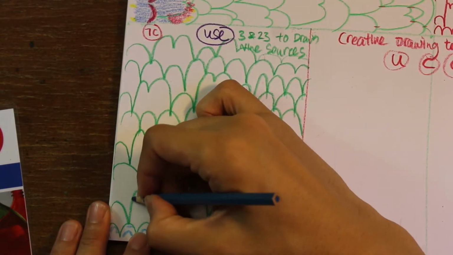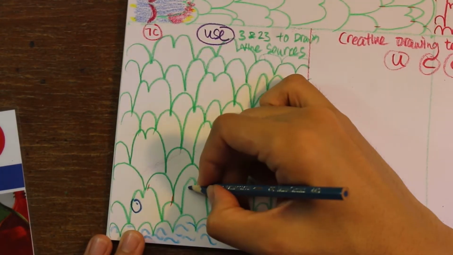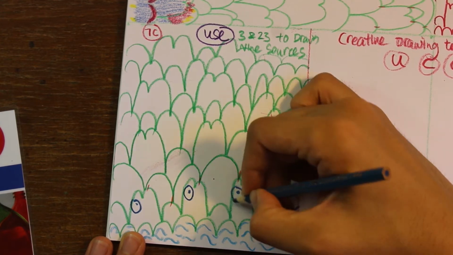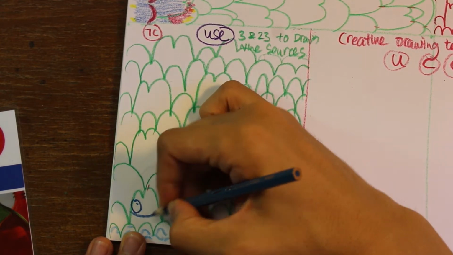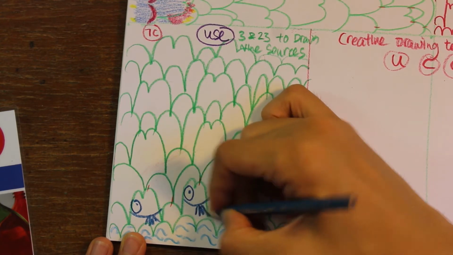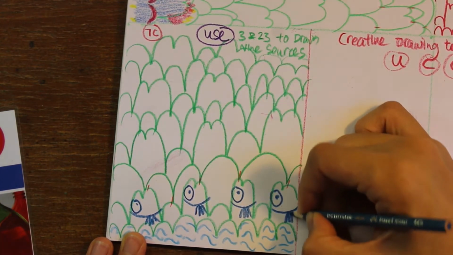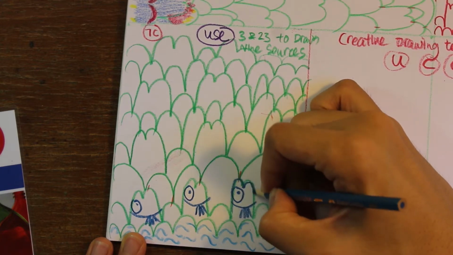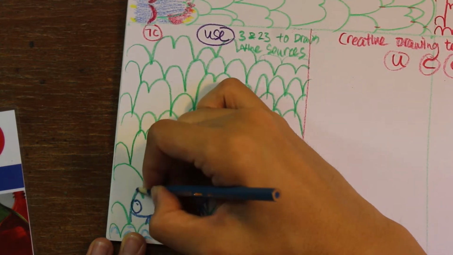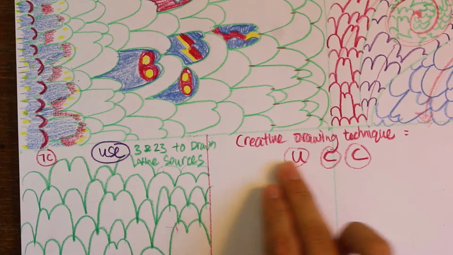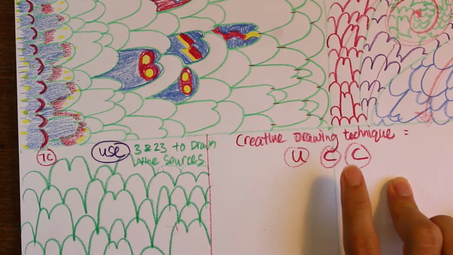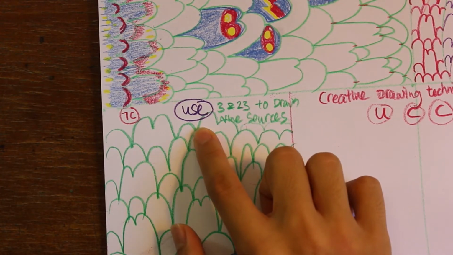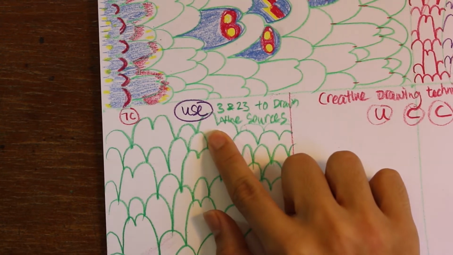To, okay, you can make things that relate to it. Maybe I want to make it into a fish. It can be a fish going up from the water, a fish, right? Can be a fish. Creative drawing technique is using UCC. First we use. U stands for use. Okay, use.